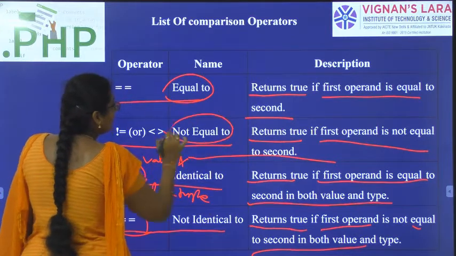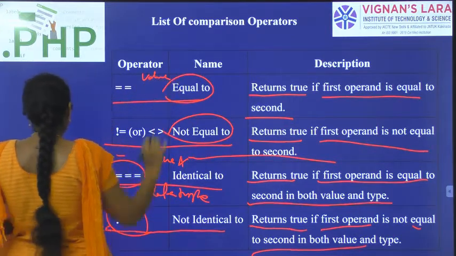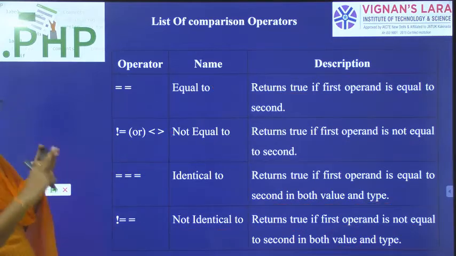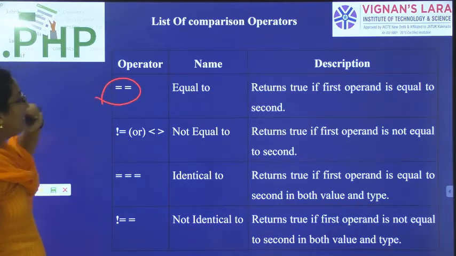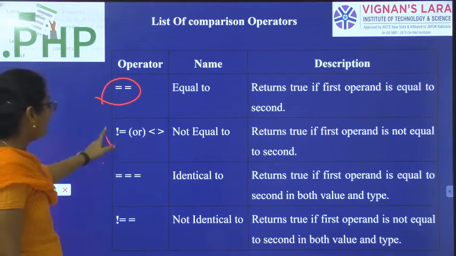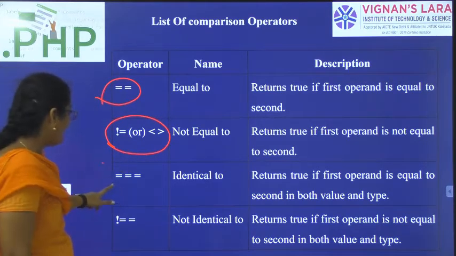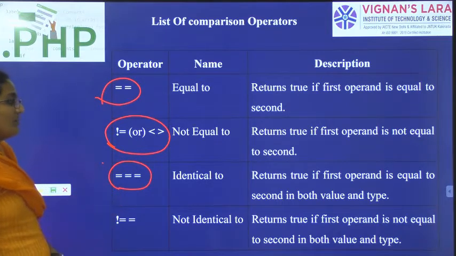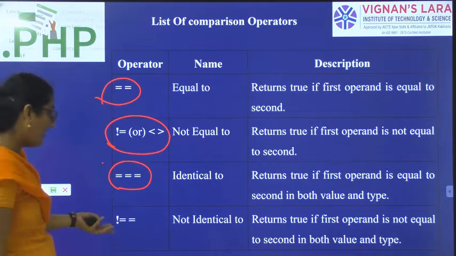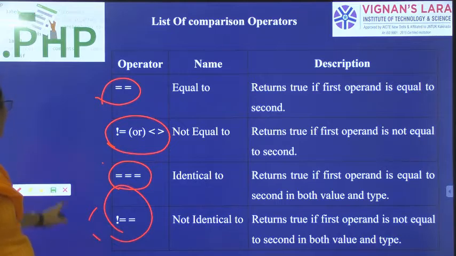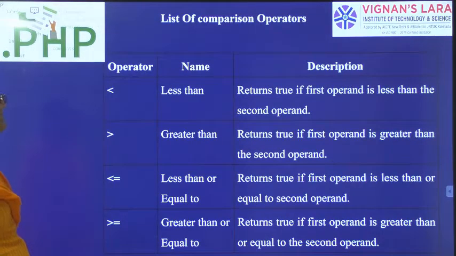Equal to and not equal to will check only value. If both the values are equal, equal to. If both the values are not equal, not equal to. If both the values and data types are equal, identical. If both the values and data types are not equal, not identical. So these are the comparison operators we have.